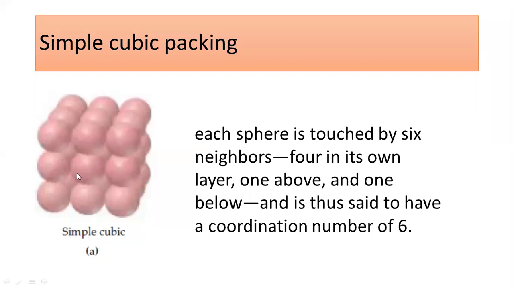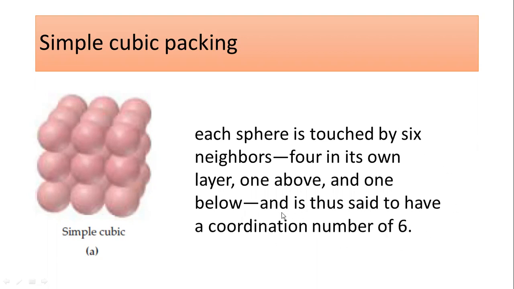So let's suppose this is the sphere. I'm talking about this sphere, and if you look at it, it is touched with one here, one here, one here, one here. So four are at one place or one surface, and one would be at this side and one at this front side. So four would be at the surface, one above and one below. So the coordination number of each atom or each sphere in this packing would be 6.